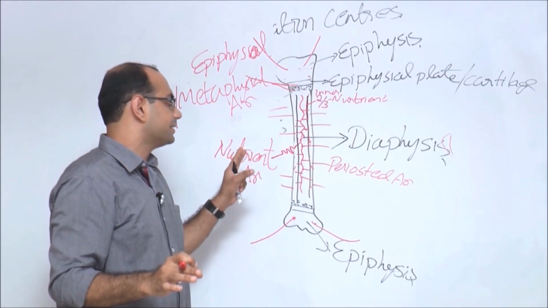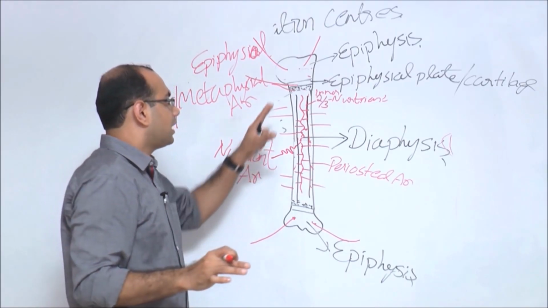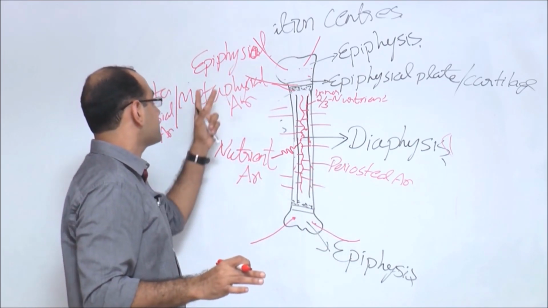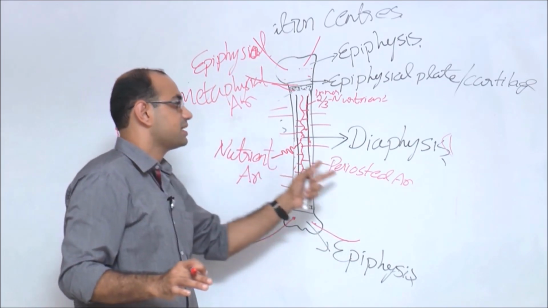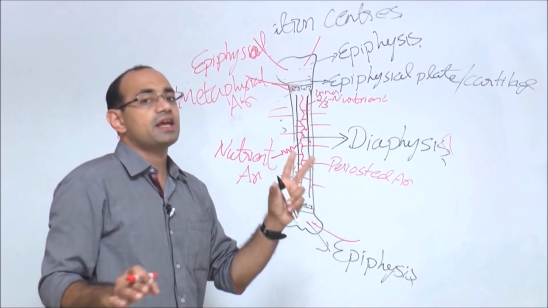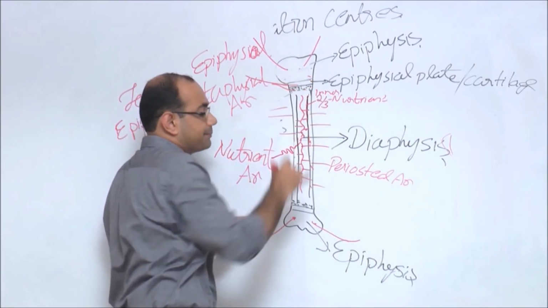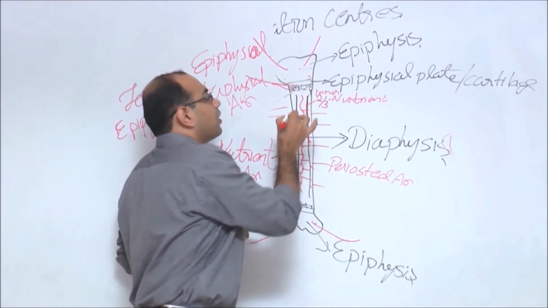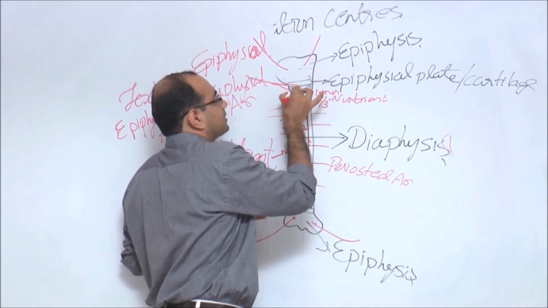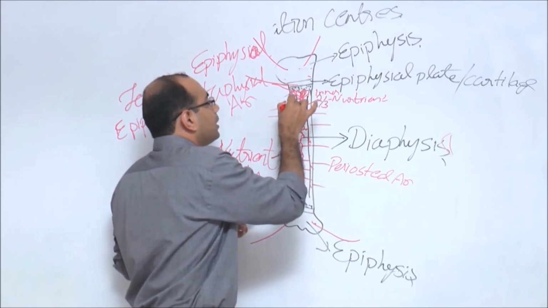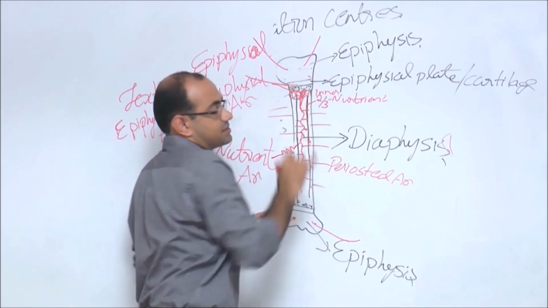An important thing here is that after mentioning all these 4 groups, that is the nutrient artery, epiphyseal, metaphyseal or juxtaepiphyseal, and periosteal arteries, you should say that there is anastomosis occurring in this area. And there are something called hairpin bends here. The ends of the nutrient artery are going to form a kind of hairpin appearance there.